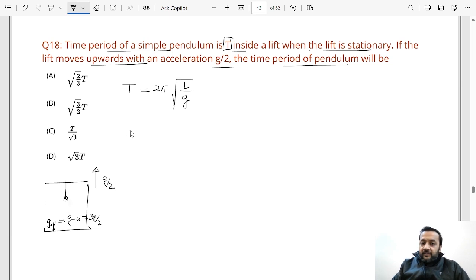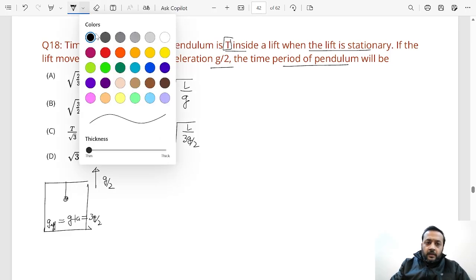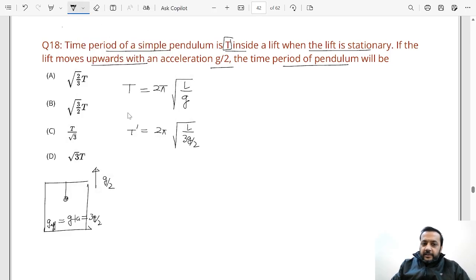So now the effective value of the time period t dash will be 2 pi root of l by g effective, which is 3g by 2. If I take the ratio t dash by t, the 2 pi will cancel each other, and this will become root of 2 by 3. That means t dash will be under root of 2 by 3 times t. Option A will be the correct answer for this question. I think you would have done this. Again, a very easy formula-based question. Easy 4 marks.